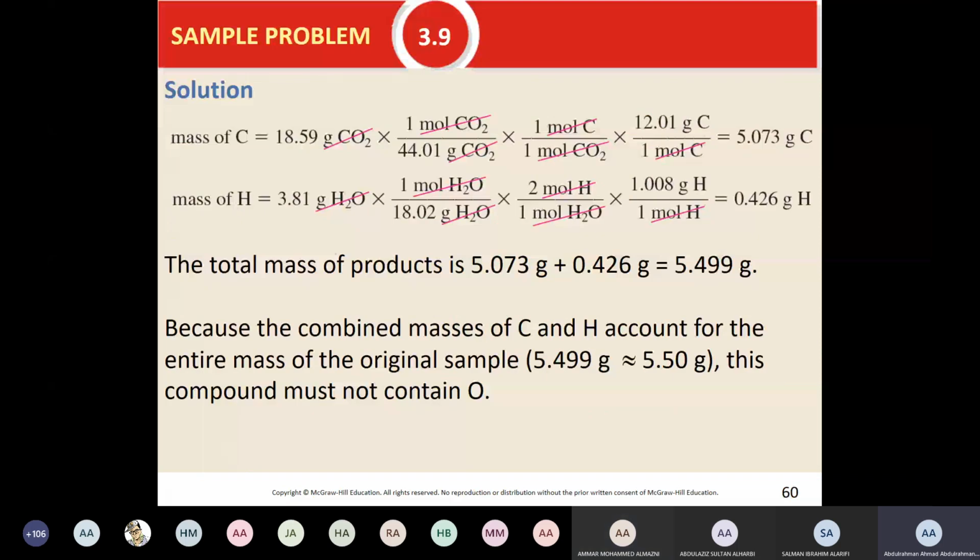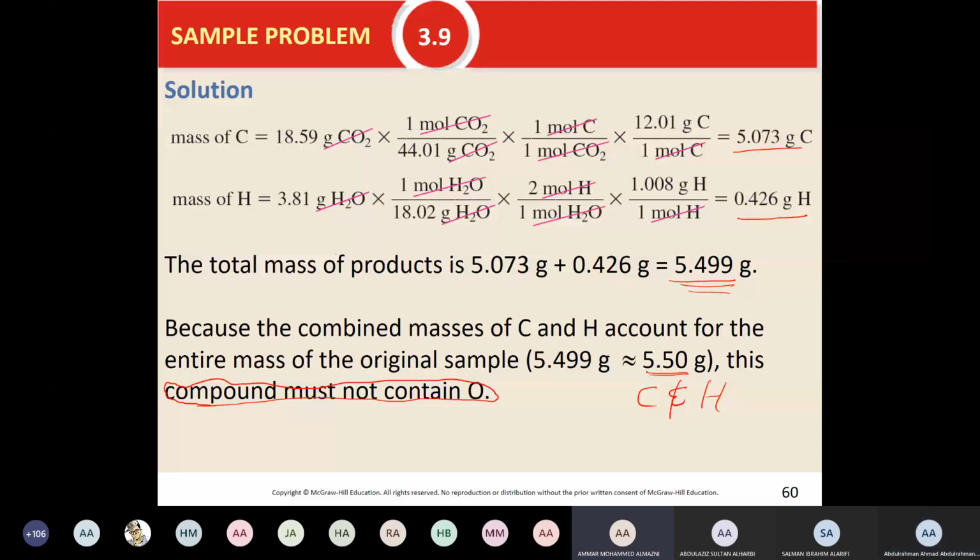Just a second. Now, as you can see, this is the mass of carbon and this is the mass of hydrogen. When we add them together, they become the whole mass. This means there is no oxygen. The compound has no oxygen in it, and that's why the mass is exactly for carbon and hydrogen only. If the empirical mass is more than the actual mass, then there will be oxygen in the sample.